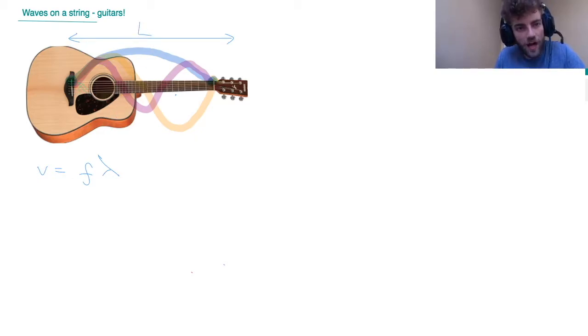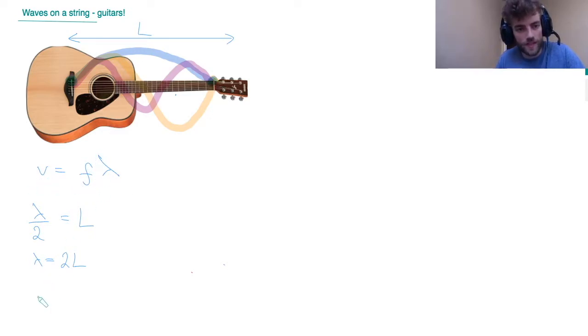So how much of this blue wave is on the guitar string? Well, just half a wavelength. The full wavelength would be off down here. So I can say half a wavelength, λ/2, equals L for this first blue wave here, which gives me λ = 2L. And I can then use that in my v = fλ.